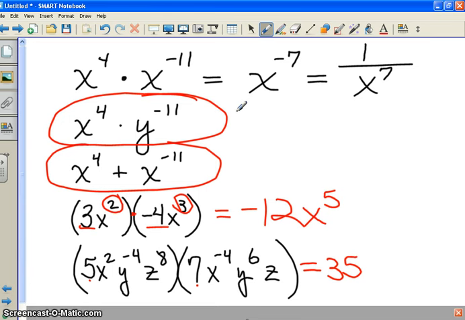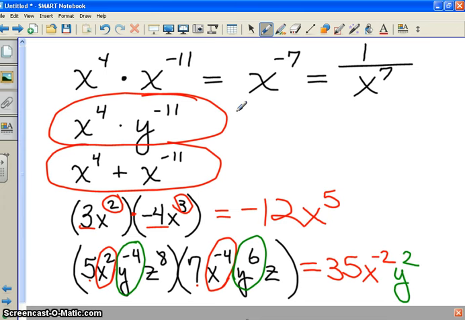Now, each letter we're going to take separately. X squared times x to the negative 4th is going to be x to the negative 2. Next variable, y to the negative 4th times y to the 6th. Negative 4 plus 6 is positive 2. And the z's, z to the 8th times z to the 1st will make z to the 9th.